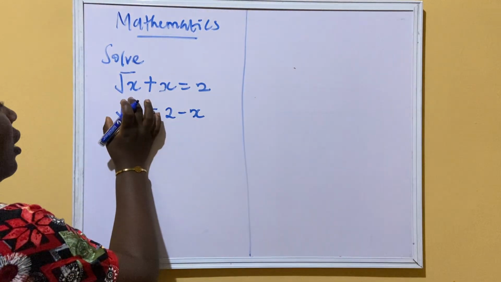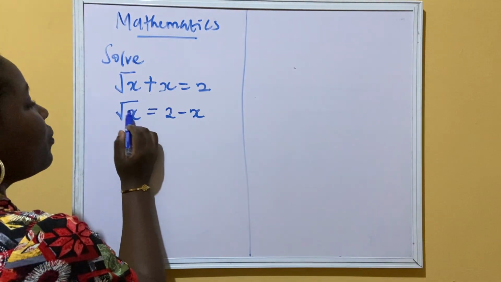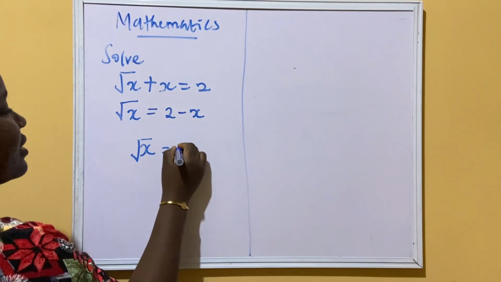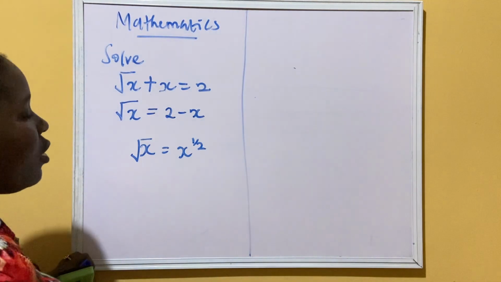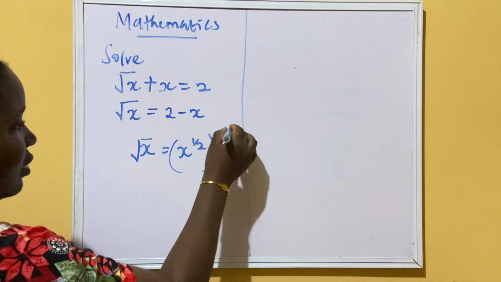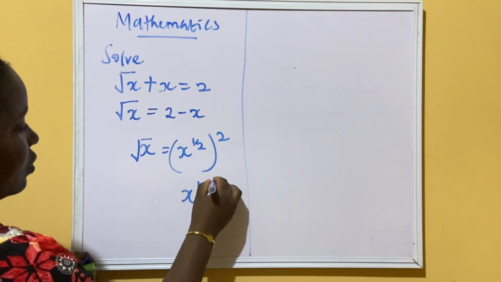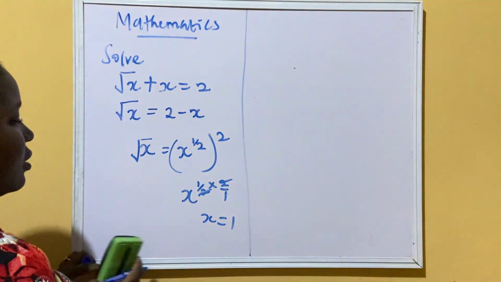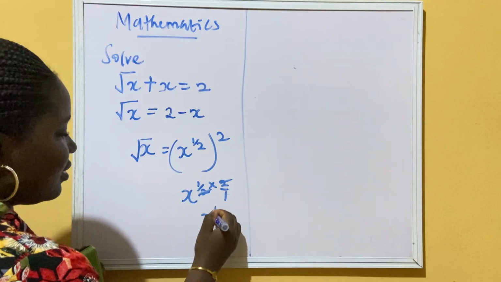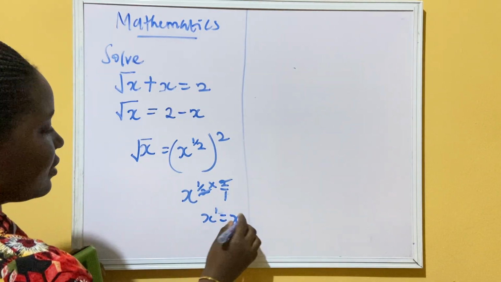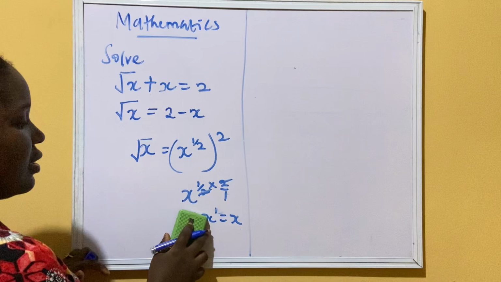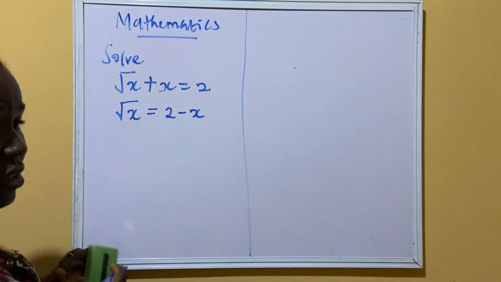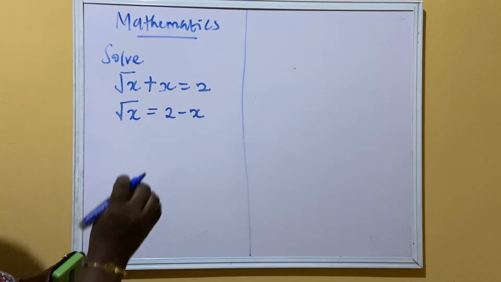So we need to remove this. So the square root of x is the same thing as x raised to the power 1 over 2. Alright, so if I'm taking square of it now, that means I have x to the power 1 over 2 times 2 over 1. So x is equals to x to the power 1, which is equals to x. So that's the square root is gone. So that's just a simple illustration of what taking square of a square root looks like.